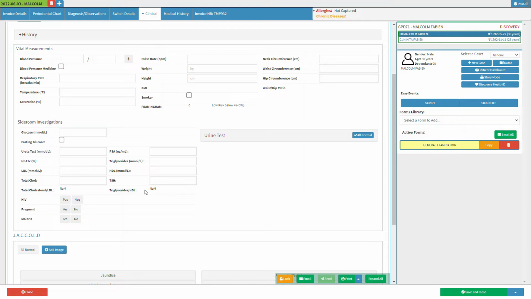The triglyceride level divided by the HDL level is the way the total triglycerides HDL level will be automatically calculated by the system.